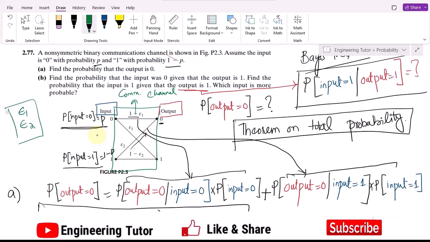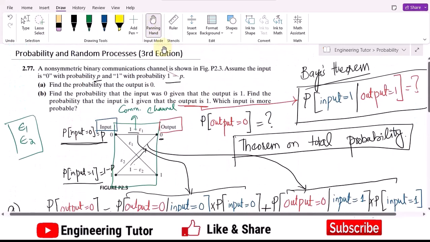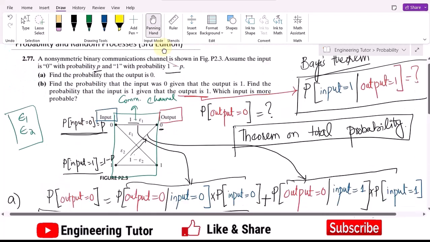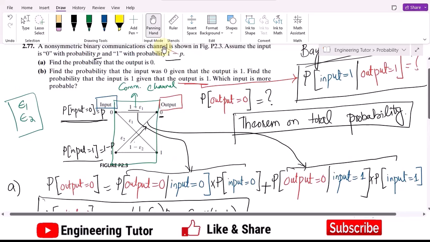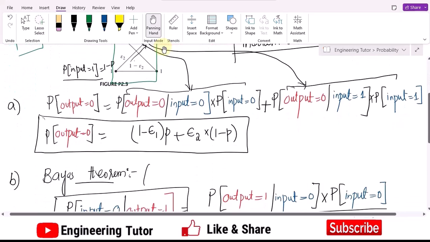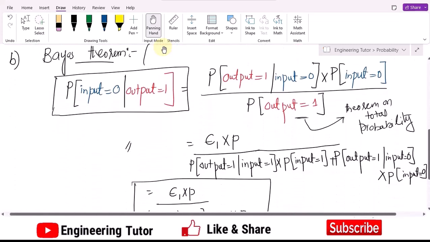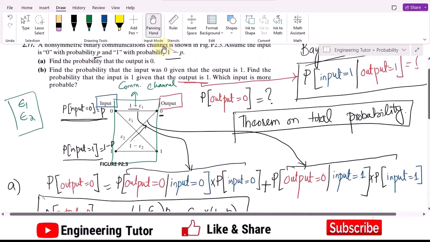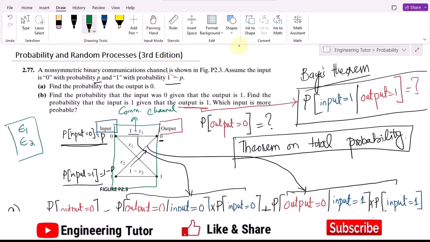So that's it for today, in which we have discussed a very important topic, the bit probability estimation from the channel parameters. We have seen how to calculate the possible bit at the input if a certain output has been received, and vice versa. We have used two theorems. The first one is the theorem on total probability, while the second one is the Bayes theorem.